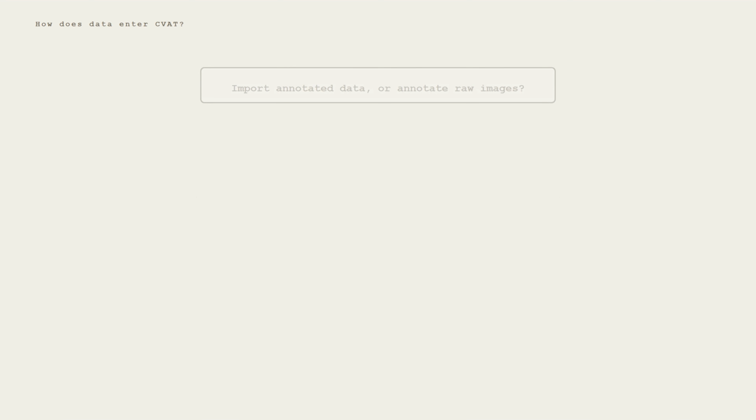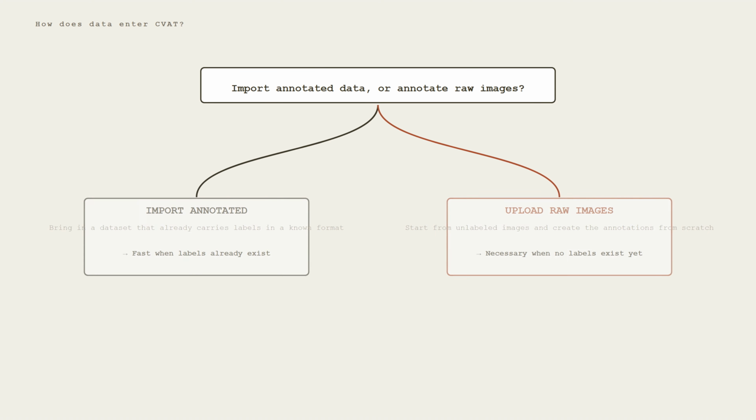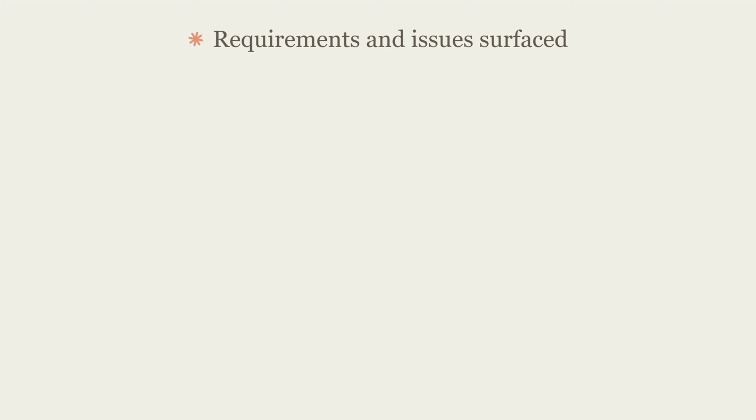There was a practical fork in how data enters CVAT. You can import a dataset that is already annotated or upload raw images and annotate them from scratch. Because we do not have labeled loon data yet, the path for now is uploading raw images and building the annotations ourselves. Testing also surfaced concrete requirements.